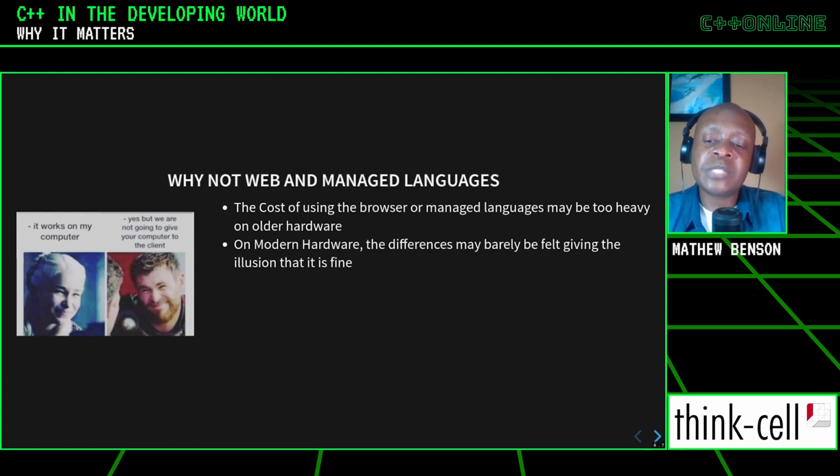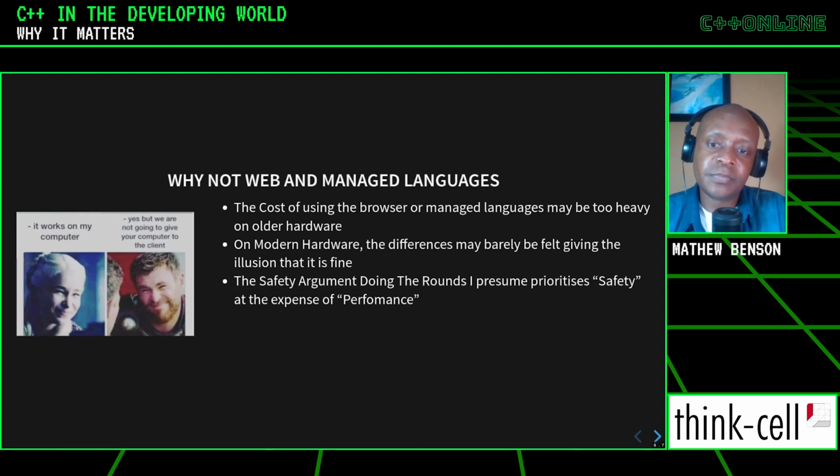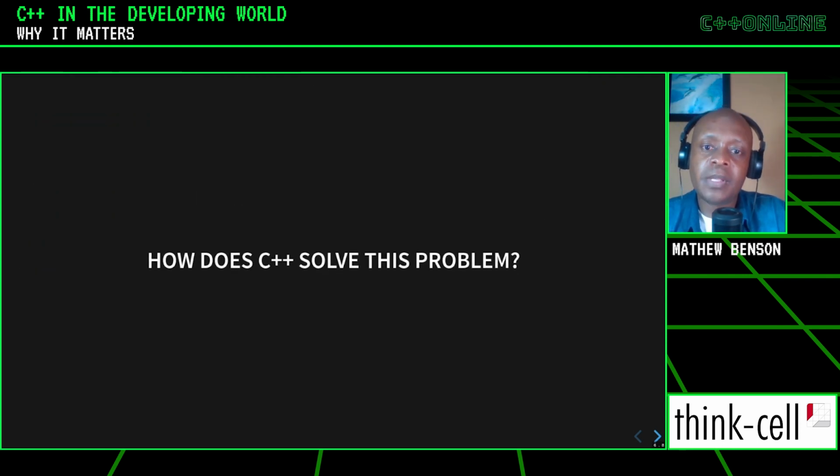As we develop on our high-end machines, we may not feel the difference, and may even argue that our computers are so fast, we don't really need to think about performance. But I think we need to think about our users, especially users who may not necessarily have a big voice, so to speak. So I'll say it again: I think in the developing world, performance matters a lot more than safety.